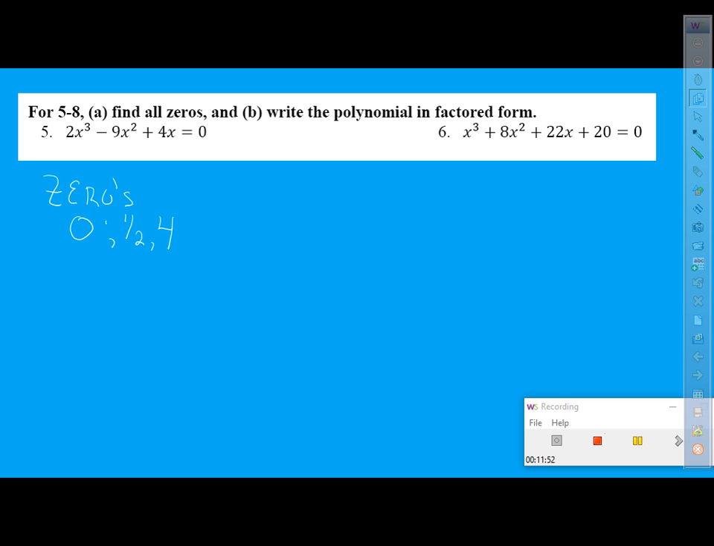Now we're going to just factor it. Guys, this is really key. When you see factored form, this is really important for you. Do not multiply it out. You'll be wasting your time.